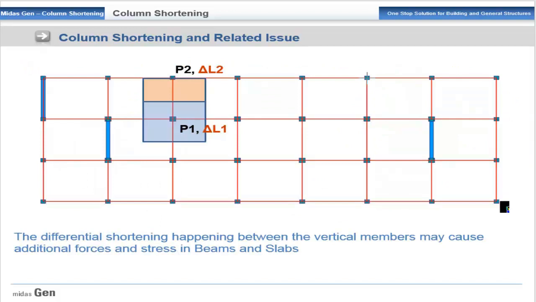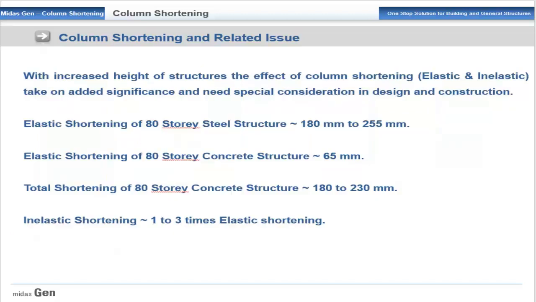Shortening won't be the same for all vertical members due to several reasons. Column P1 will have deflection delta L1, column P2 will have deflection delta L2. This differential shortening in vertical members may cause additional forces and stresses in beams and slabs. Column shortening effect becomes more significant with increase in height of structure. We hence need special consideration in design and construction.